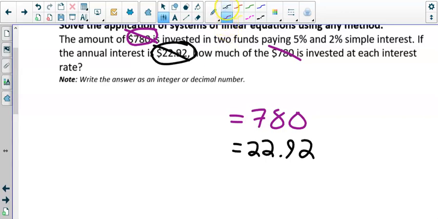Which one of these equations is going to go for, the purple or the black? How do you know? Well, that's what it's saying, that 780 is being invested into these things. What is the 5% and the 2% about? Interest, right? Is that 780 about interest? No. Is that $2.92 about interest? So that 5 and that 2 should actually be with the black equation.